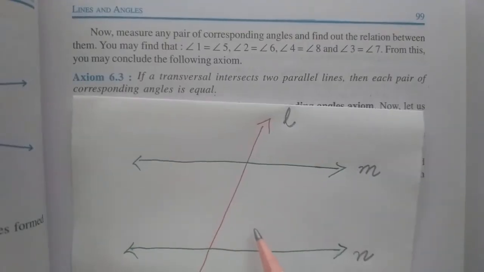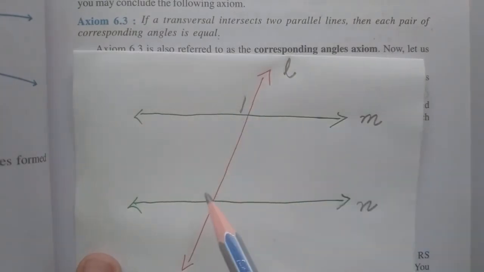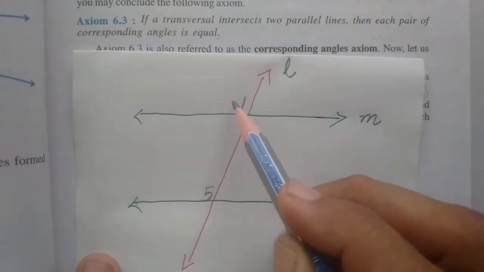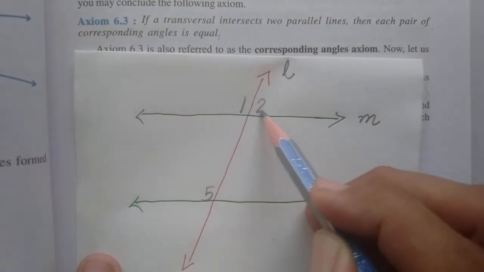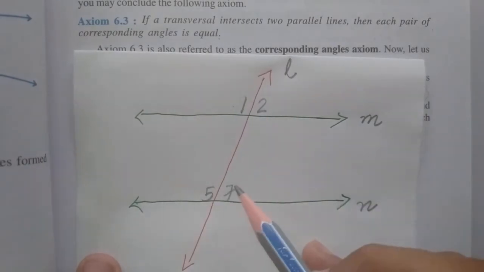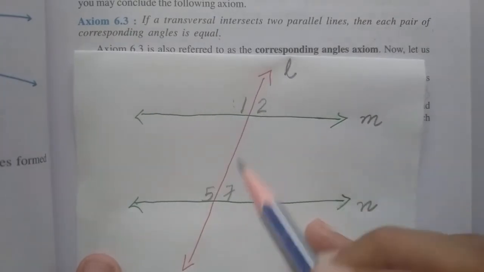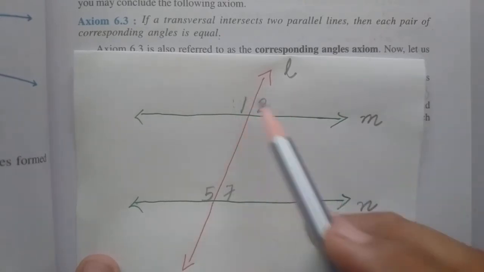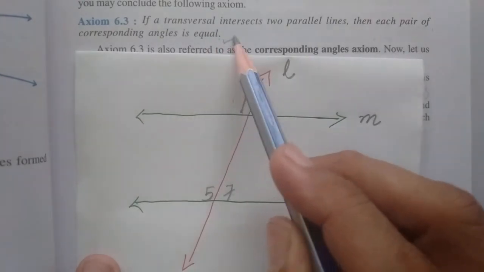Now children, here you can see that 4 corresponding angles are there. Suppose we take 1 and 5. So this will be equal. Suppose this is 110. So this will be also 110. Suppose we take 2 and 7. This is 110 taken. So this must be 70. So children, this will be 70. Similarly, this will be also 70. So this way children, all 4 corresponding angles are congruent. I mean equal. That is the meaning.